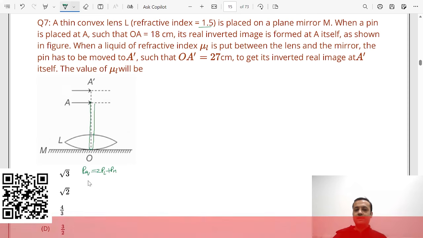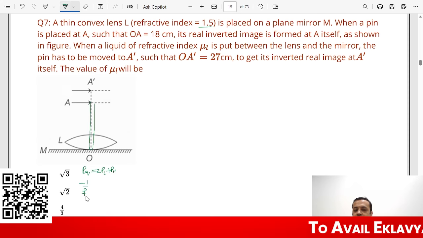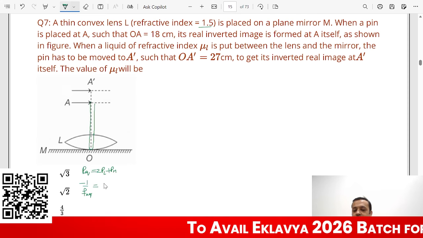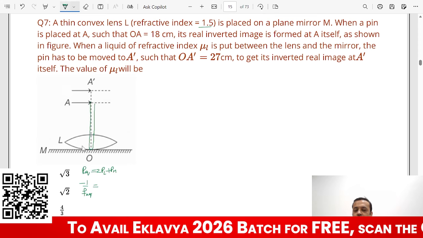So now, what is the P equivalent? P equivalent we know can be written as minus 1 upon f equivalent, and the power of the lens. So this is the lens, the convex lens over here.